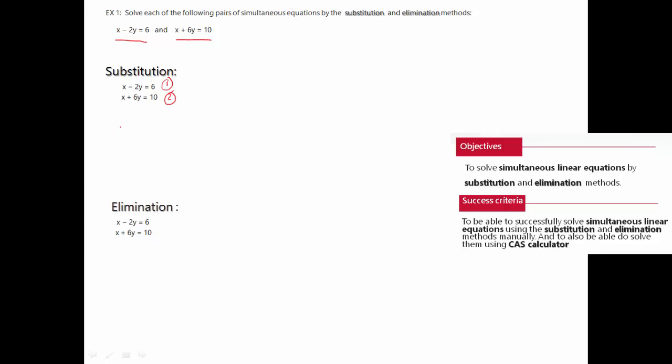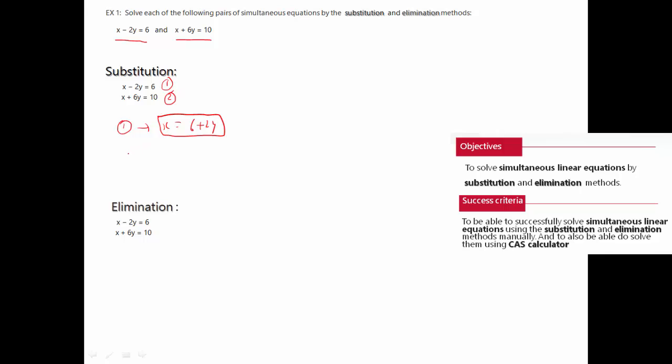So we substitute. Say equation 1 gives us x minus 2y equals 6. So x equals 6 plus 2y. We just add 2y to both sides. So minus 2y plus 2y cancels out, and we are left with 6 plus 2y. So already we got one in terms of the other.